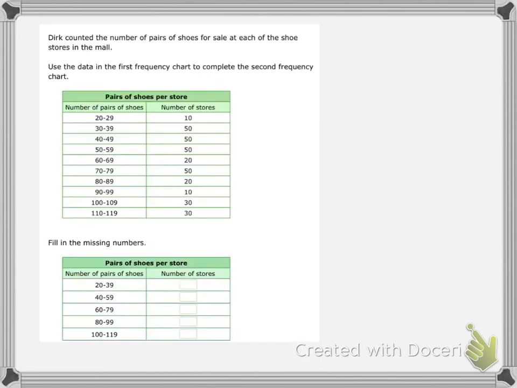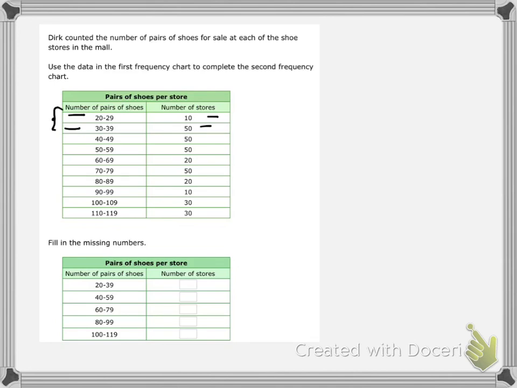All right, next question. Dirk counted the number of pairs of shoes for sale at each of the shoe stores in the mall. Use the data in the first frequency chart to complete the second frequency chart. So again, we have these intervals here, right? I see 20 to 29, there are 10 stores. 30 to 39 had 50 stores.